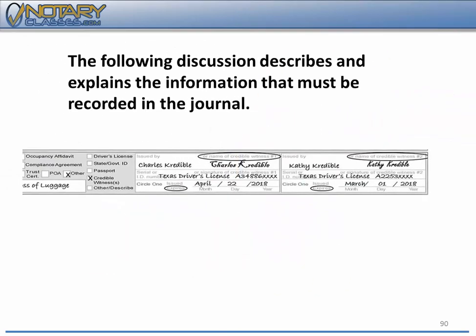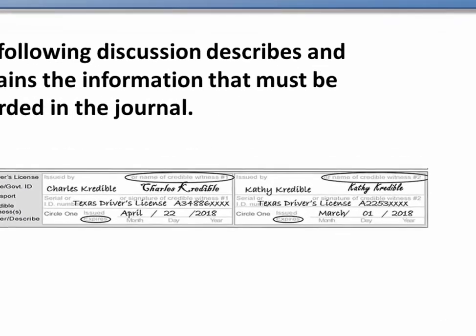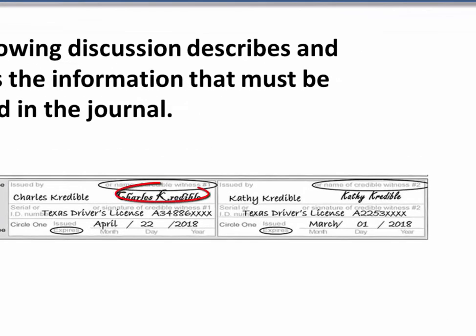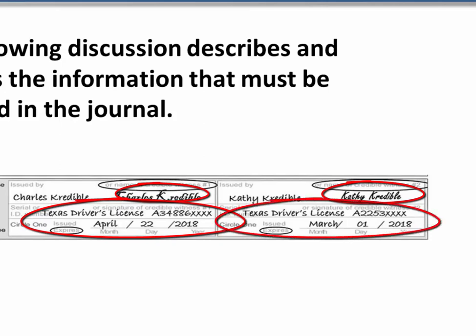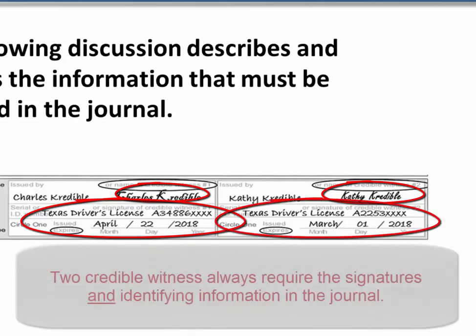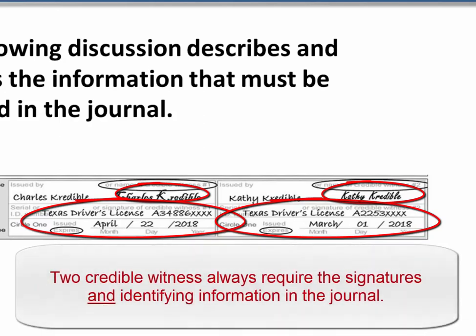Okay, if the satisfactory evidence is based on the oath or affirmation of 2 credible witnesses, then the journal must contain the signatures of each of the credible witnesses and the type of identifying documents presented by each of the credible witnesses, and the governmental agency that issued each identification document, the serial numbers or other number on each of the identification documents, and the date of issue or expiration of each identification document.